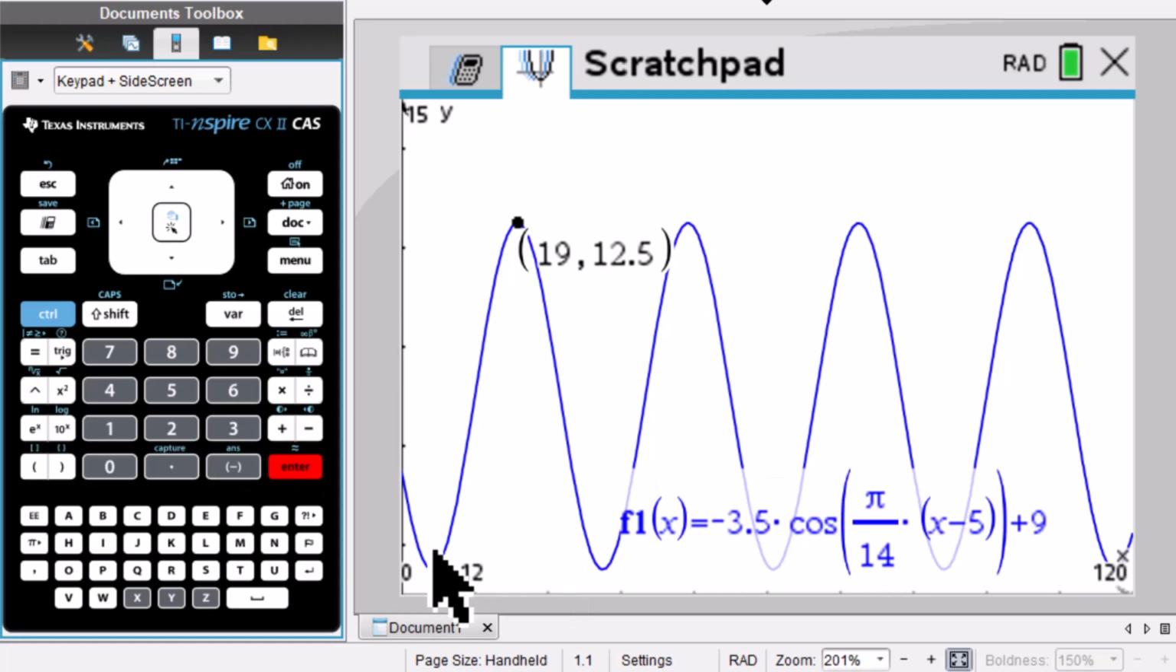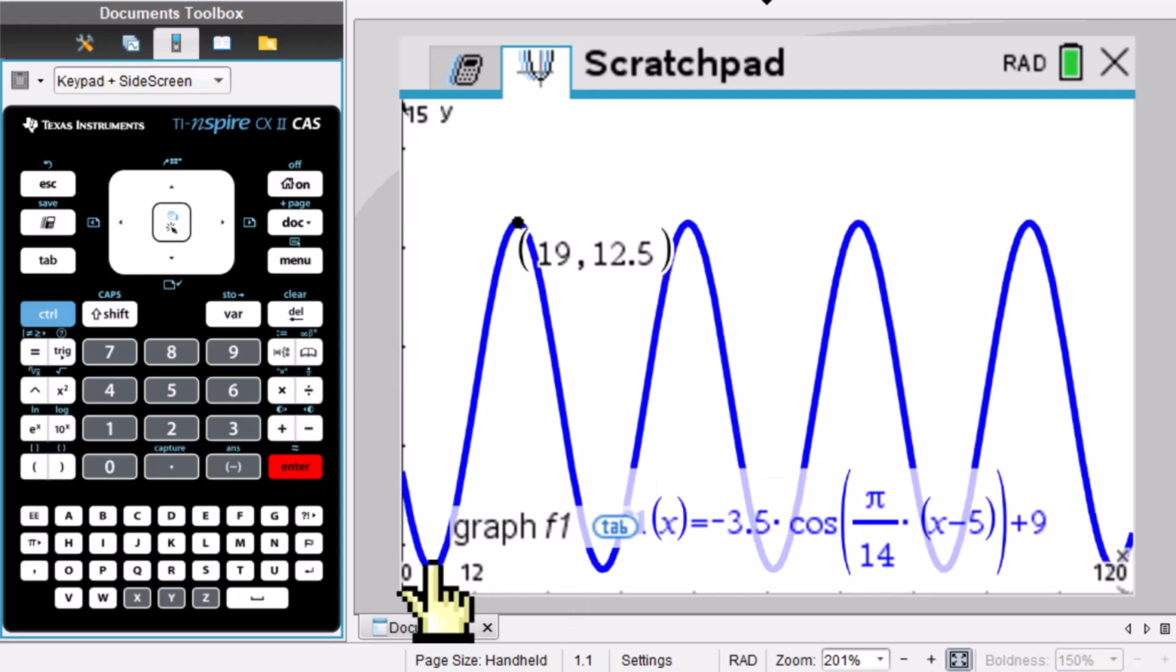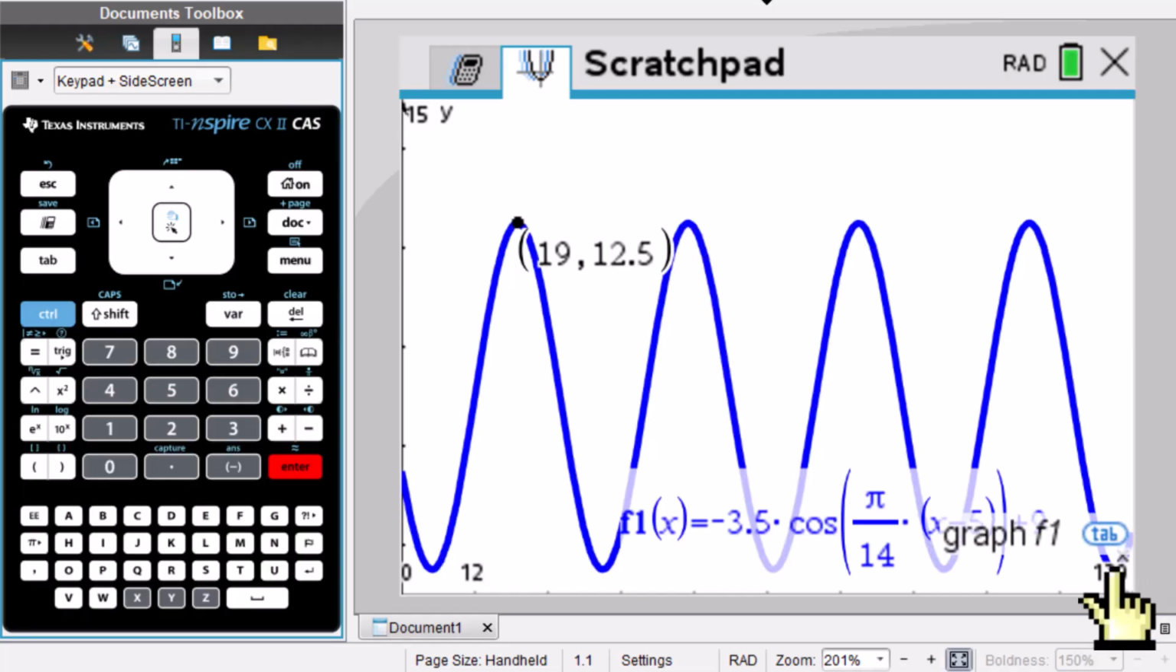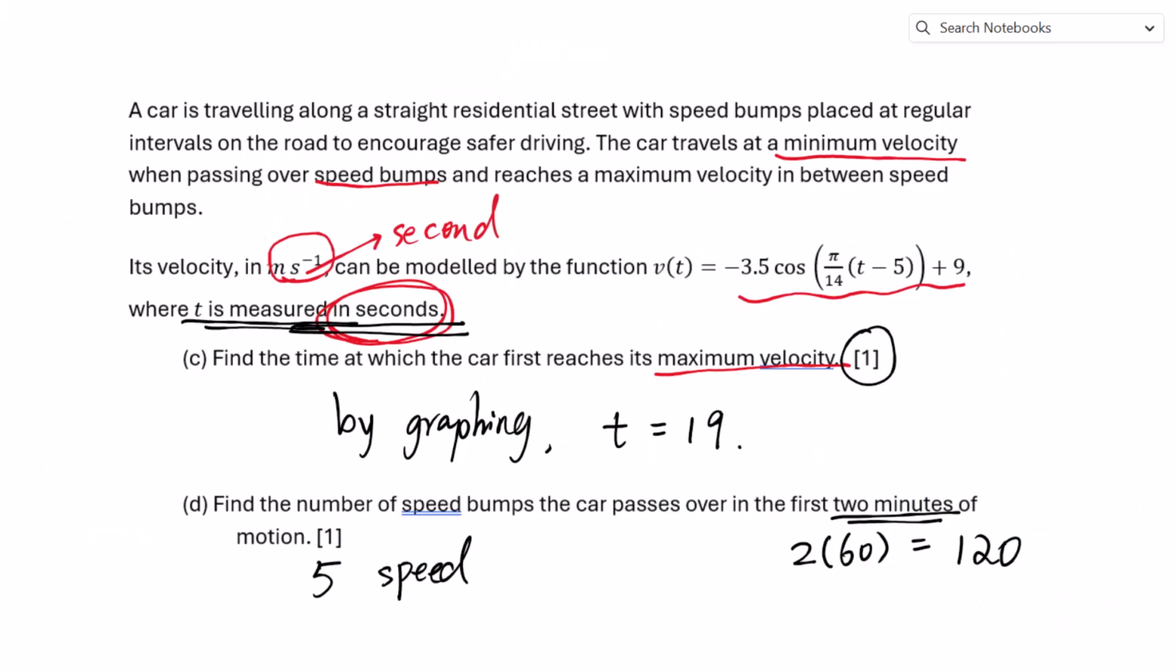Just count how many minimum values: 1, 2, 3, 4, 5. The answer is 5 speed bumps.